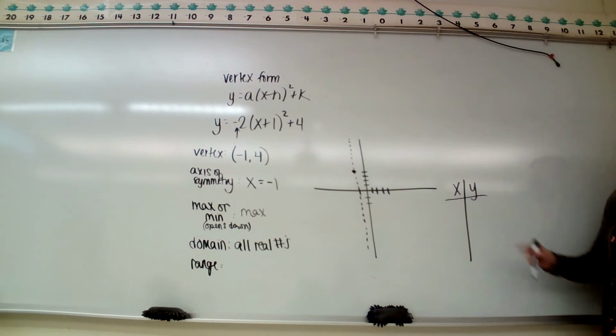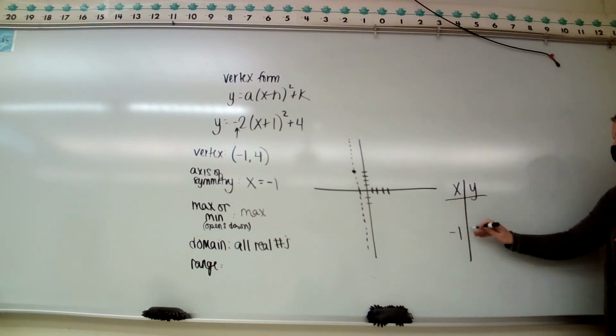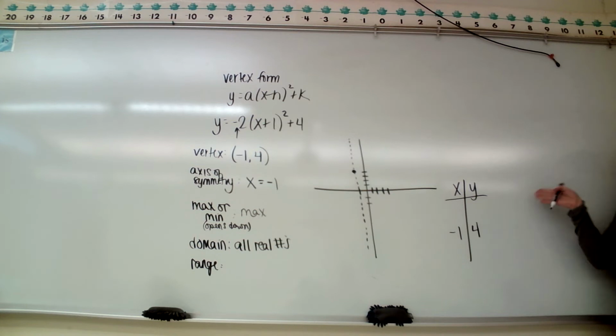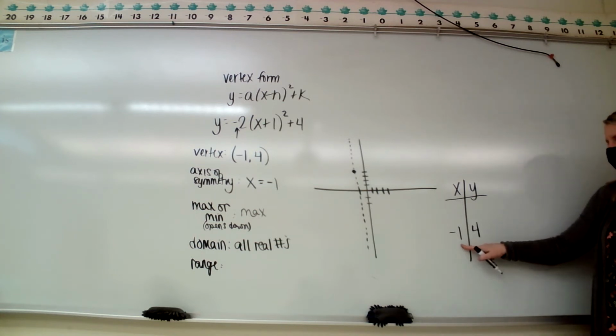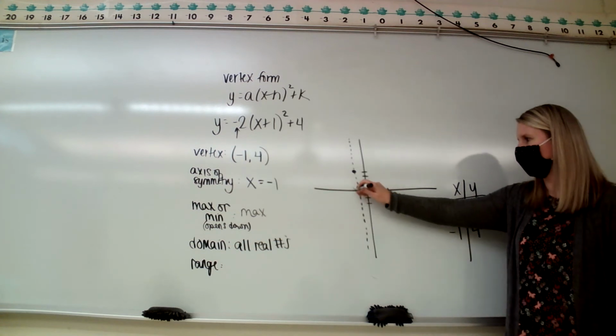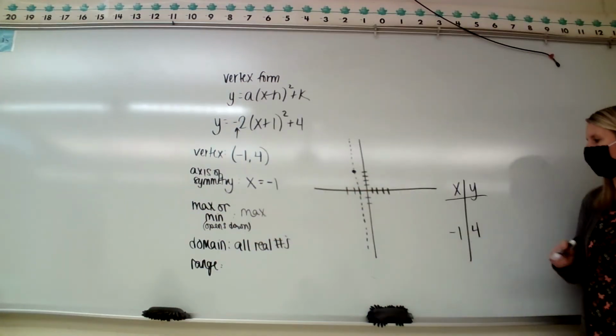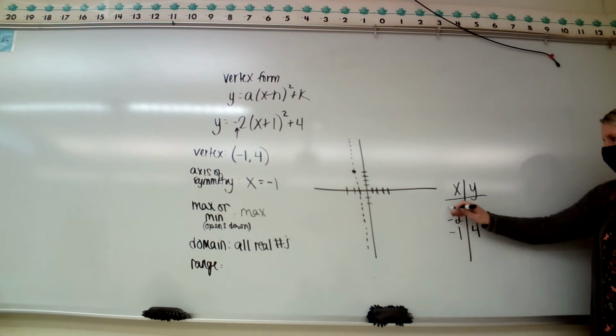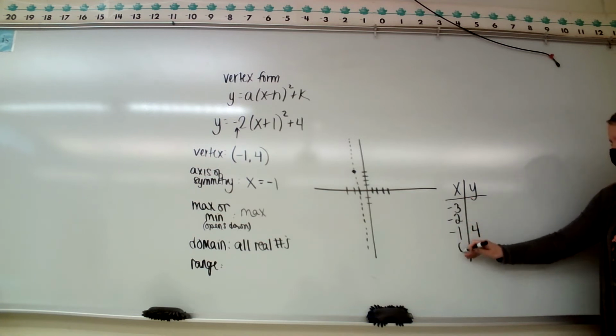I remind myself that my vertex should be in the middle of those points because I want a few to the left and a few to the right. So if my x is -1, I'm just going to choose some x's around it. I usually choose 2 to the left and 2 to the right. So I'm going to do -2, -3, and then on the right I'll do 0 and 1.